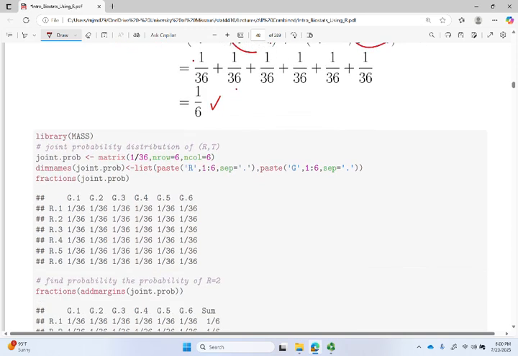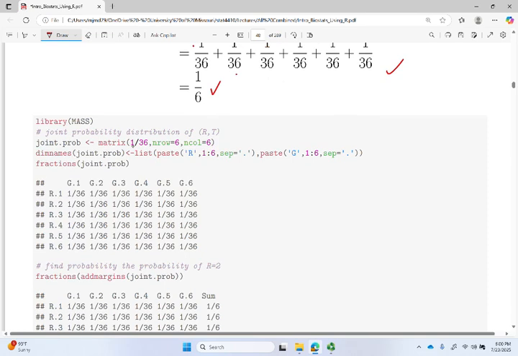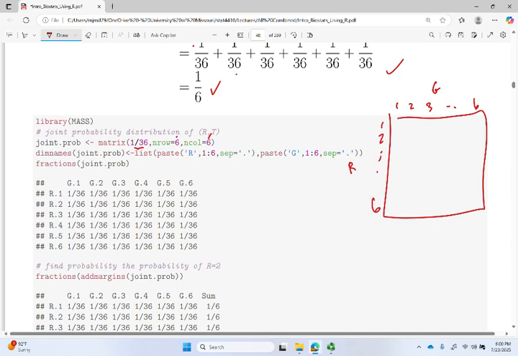So let's create a little R program to illustrate this. Let's create a matrix with 6 rows and 6 columns, where each entry is 1 over 36. This matrix has the green die across the columns, which can be 1, 2, 3 up to 6, and the red die down the rows, 1, 2, all the way to 6. The probability of rolling a 1 and a 1 is 1 over 36, and so on for the rest.